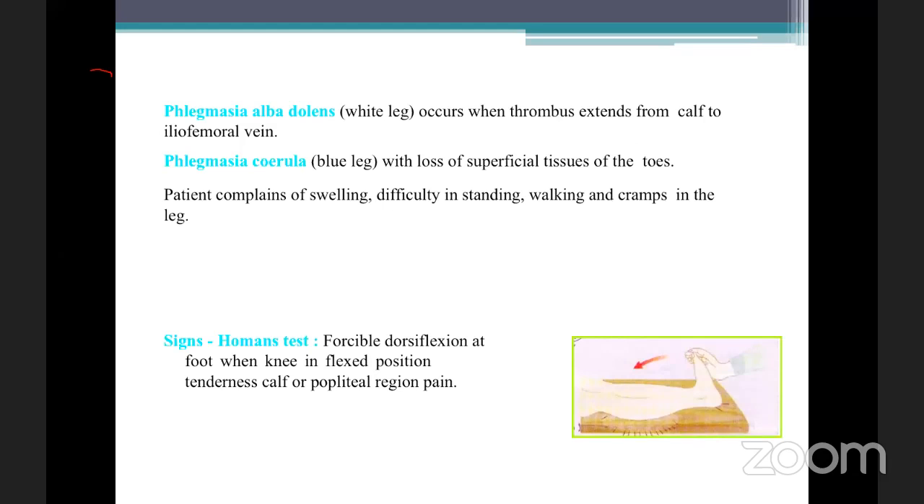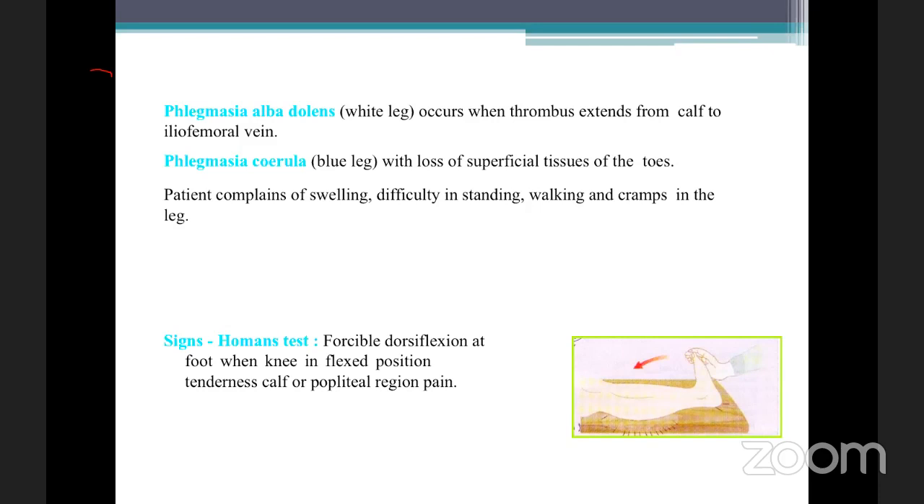And phlegmasia alba dolens, the white leg, occurs when the thrombus extends from the calf to the iliofemoral vein, and phlegmasia cerulea dolens, the blue leg, with loss of superficial tissues to the toes. These are the two things that have been mentioned in the Das textbook of surgery.